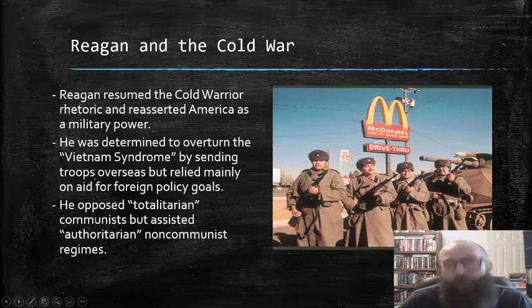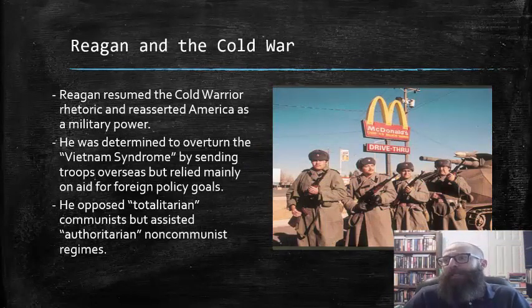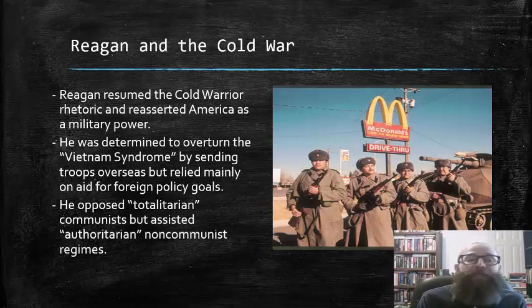When it came to foreign policy issues in the Cold War, Reagan reversed many of the Nixon-era détente approach to foreign policy in dealing with communism and the Soviet Union. And Reagan resumed the Cold Warrior rhetoric and reasserted America as a major military power. He was determined to overturn the Vietnam syndrome by sending troops overseas, but relied mainly on aid for foreign policy goals. And although he opposed totalitarian communists, he continued to assist authoritarian non-communist regimes that allied themselves with the United States against communism and the Soviet Union.